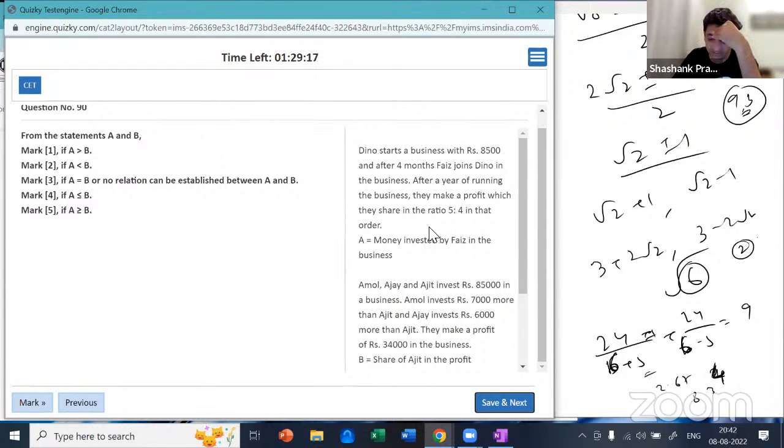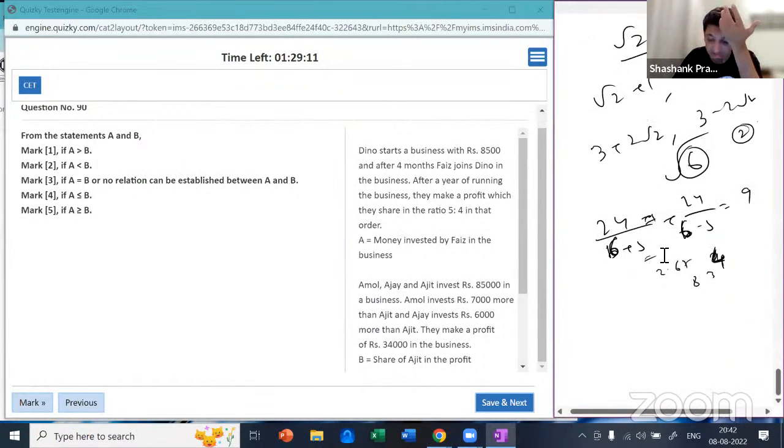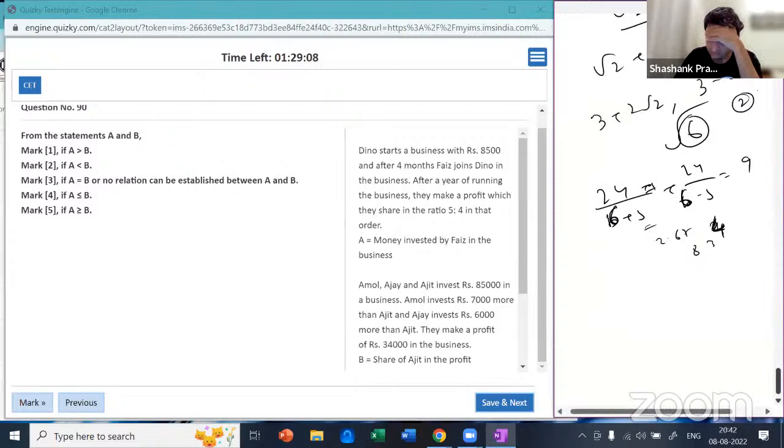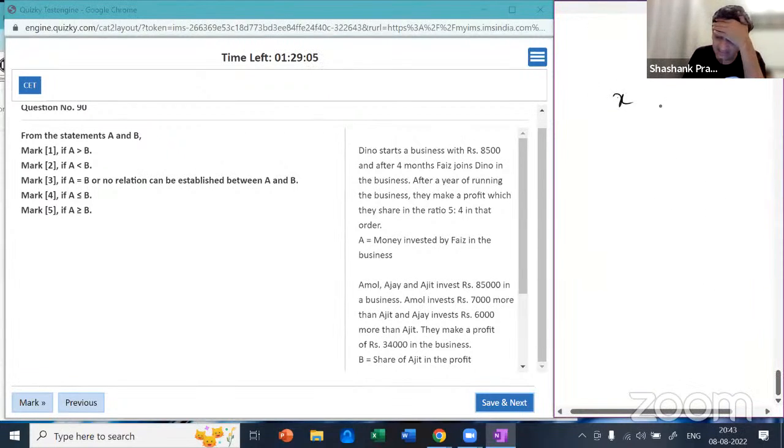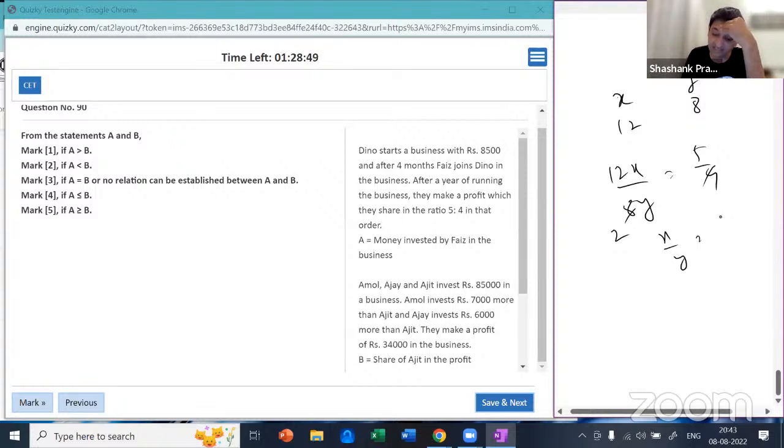Dino starts a business with rupees 8,500 after 4 months. Okay, A is the money invested by Faiz. Okay, 8,500. Faiz joins Dino. Okay, so Dino starts with, let's say, X, doesn't matter. Dino is invested for 12 months. Faiz is invested for 8 months. Let's say starts with Y, doesn't matter. So we are saying that 12x upon 8y is in the ratio of 5:4. So 4 2s are 8. X by Y is 10 by 12. 2 6 are 12. 5 by 6. Chalo. X by Y is 5 by 6. Doesn't matter. So money invested by Faiz is 6 by 5 into 8,500. 5 70 is the 10,200.